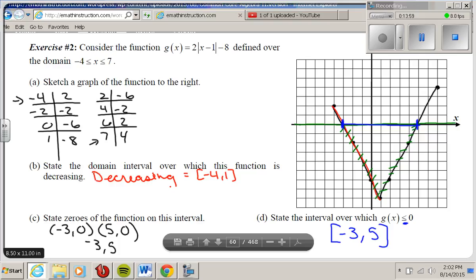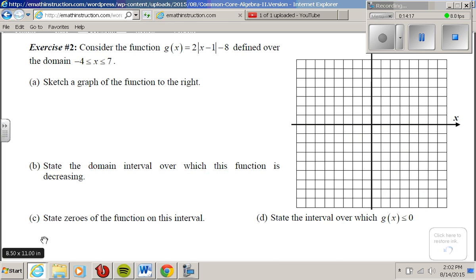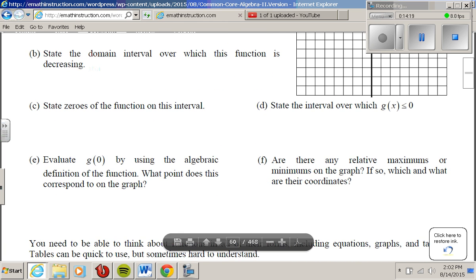If I'm looking at this graph, I know that I have a minimum, and we're going to state the coordinates to be 1, -8. Okay, that's my minimum. So now let's go back to this other question. I guess I'm losing my ink here.